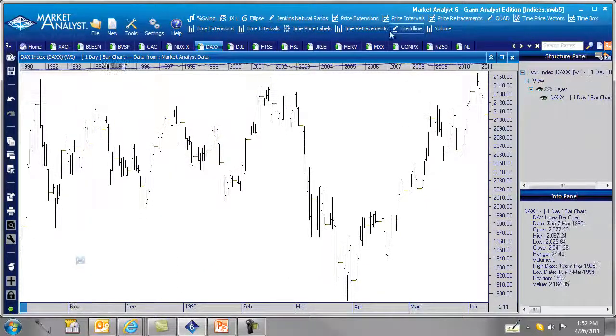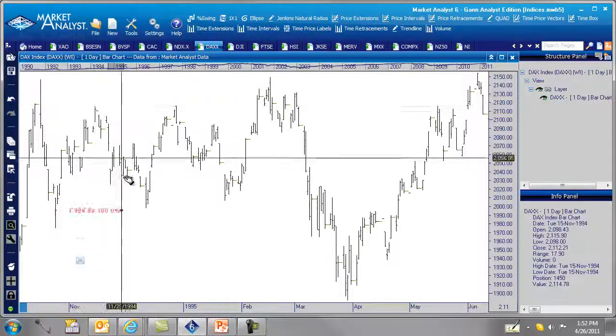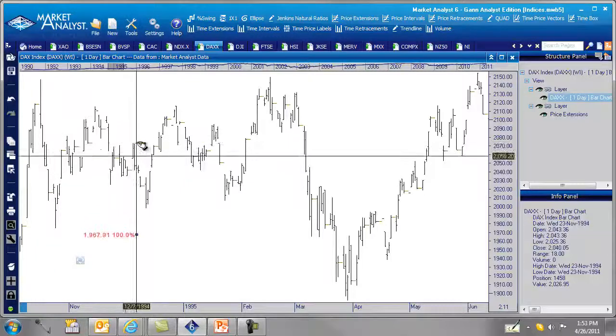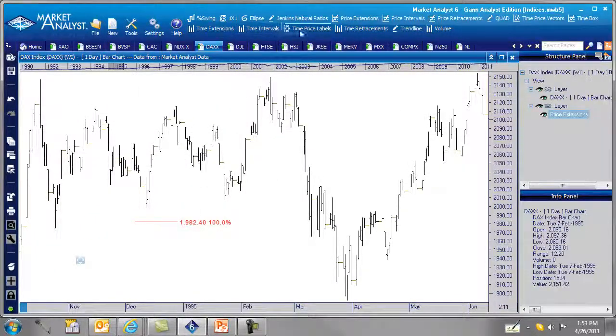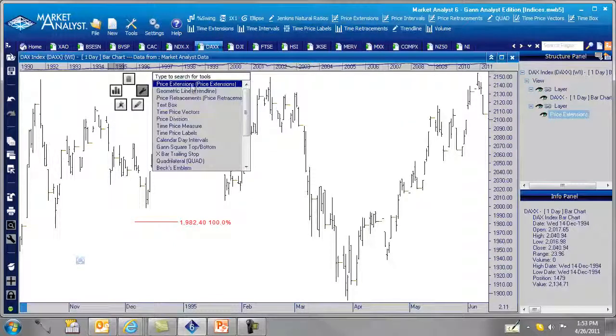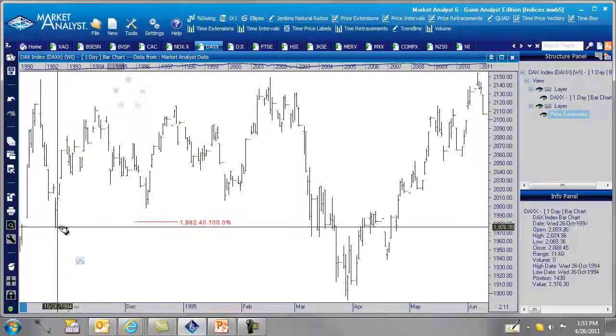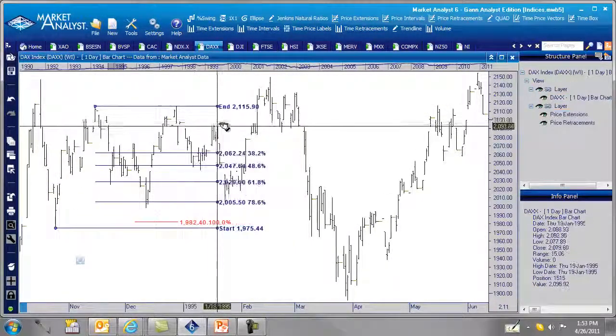The first one, we'll do the extension first. Price extension from the high to the low, from the high, drag that across. Okay, and then we do our retracements. We can just right click, wrench, price retracements from the low X to the high A, drag that across.